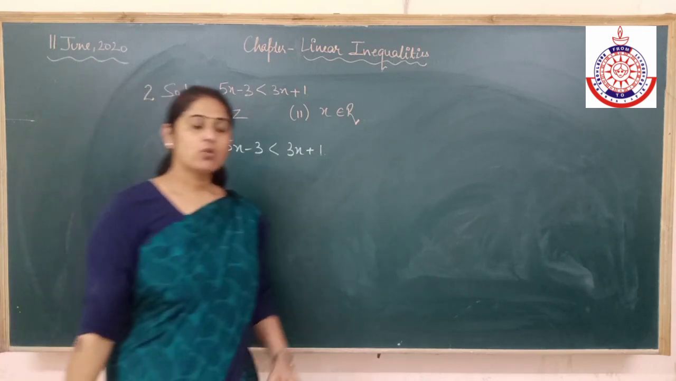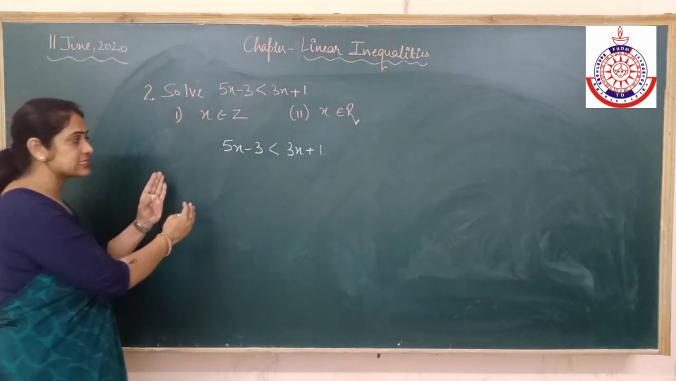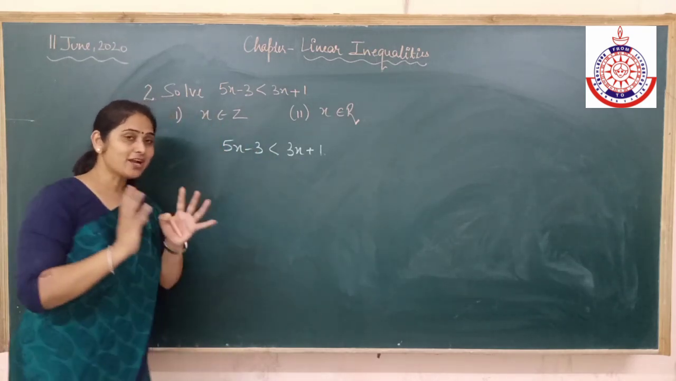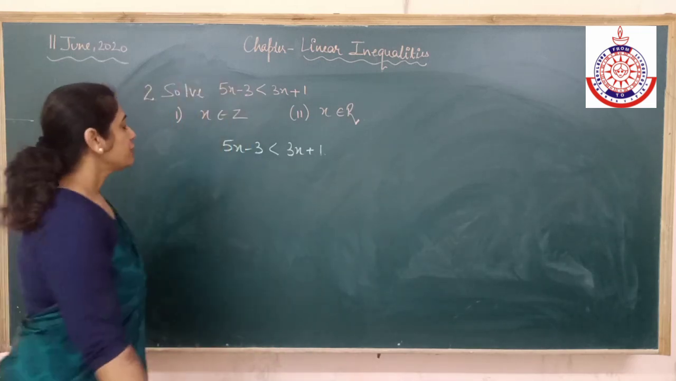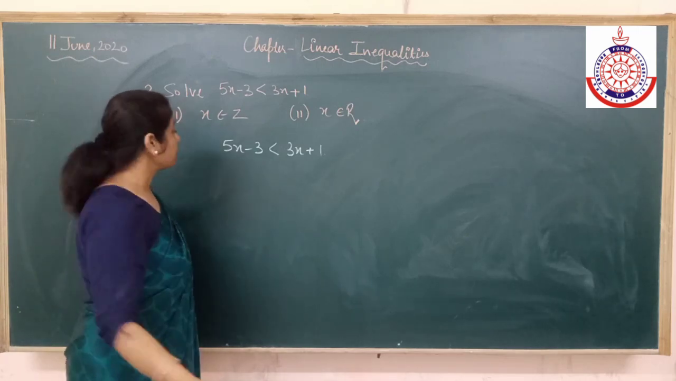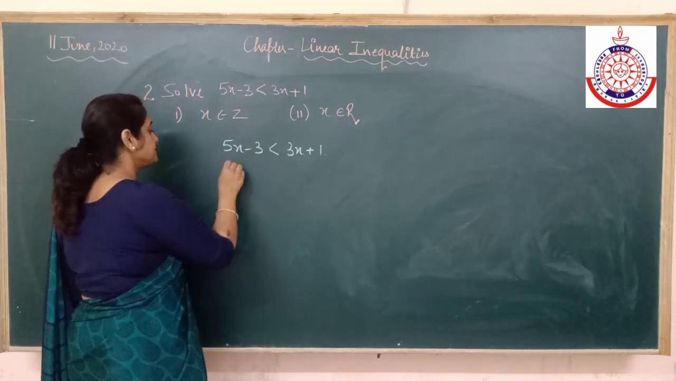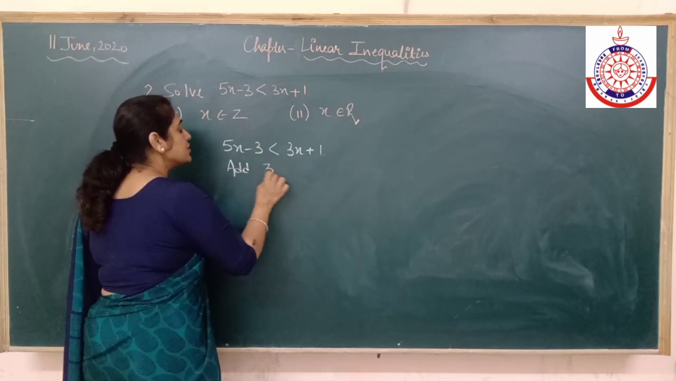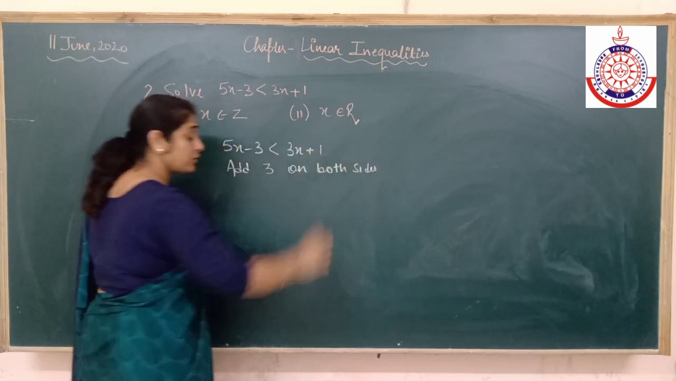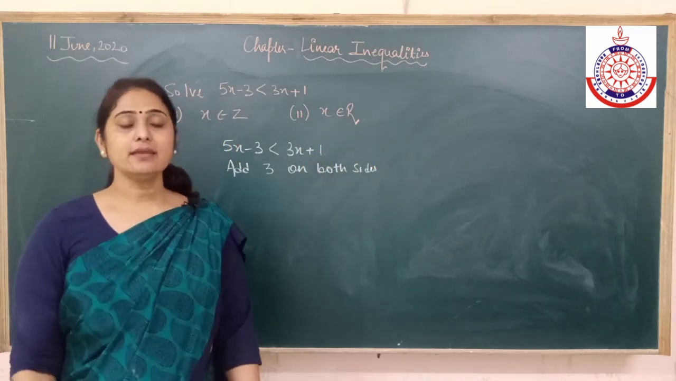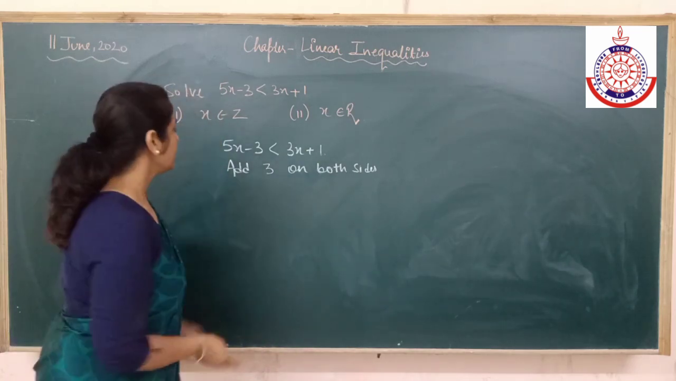Now what happens? We have to solve for x. That means all terms of x should be on one side and constants on the other side. But we can't do that as we used to do in equations. I have to follow the proper rules. First of all, one by one I will remove. Let's remove this minus 3 from here. To remove this minus 3, add 3 on both sides. Rule 1, you remember? I can add the same quantity on both sides of an inequality. So I'm adding it.